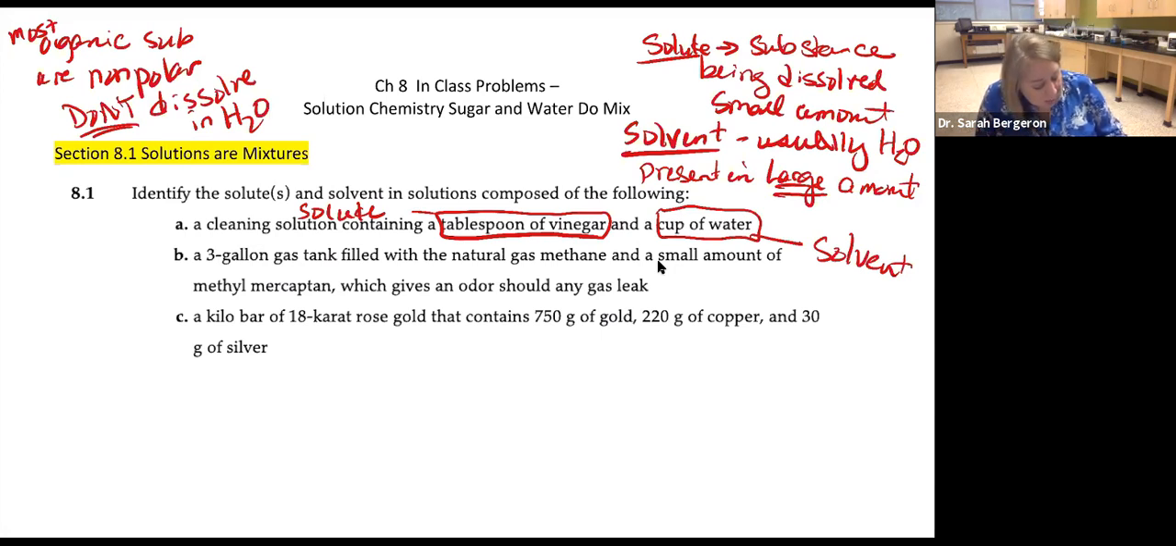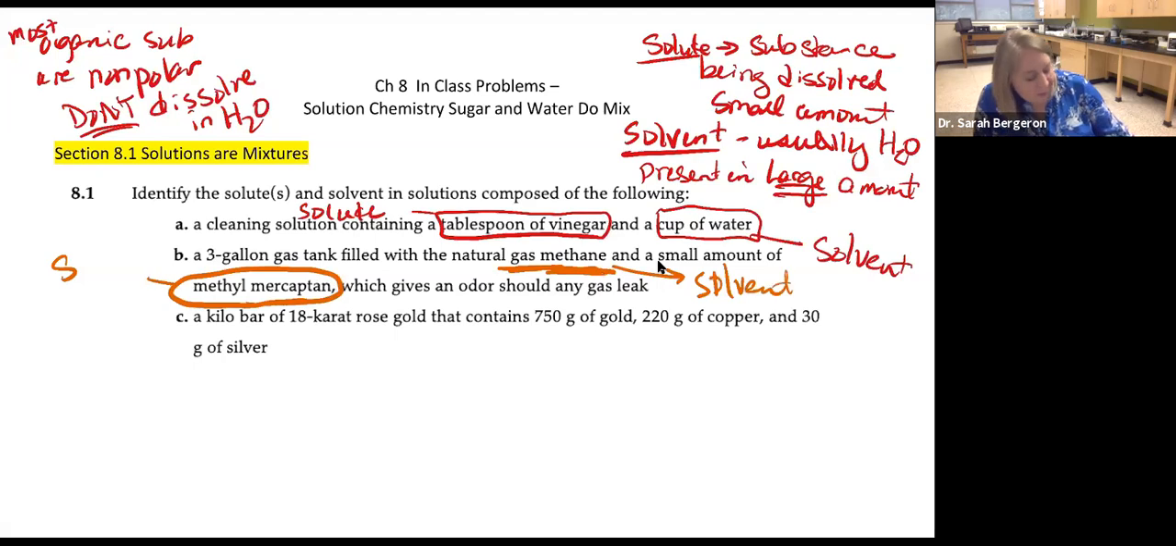So the majority is our methane, right? So this is our solute. And then our methyl mercaptan is, oh no, I'm doing the wrong thing. My larger thing is my natural gas methane, and so that is the solvent. And then my methyl mercaptan, we're only putting in a little bit of it, so this is the solute.